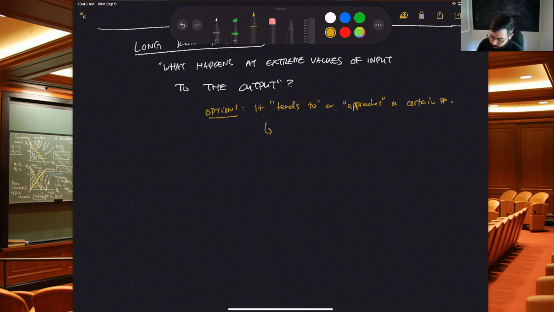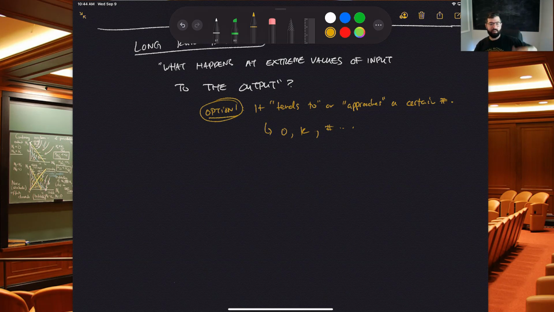So could be 0, could be some number k, but it's going to tend to a number, right? So over the long run, it might be settling on some value. The example we'll use is a cup of coffee cooling in a room. Over the long run, what's the temperature going to be? Well, it's going to settle at the temperature of the room, if that room remains constant temperature. So that's one option for long run behavior or extreme values of the input.